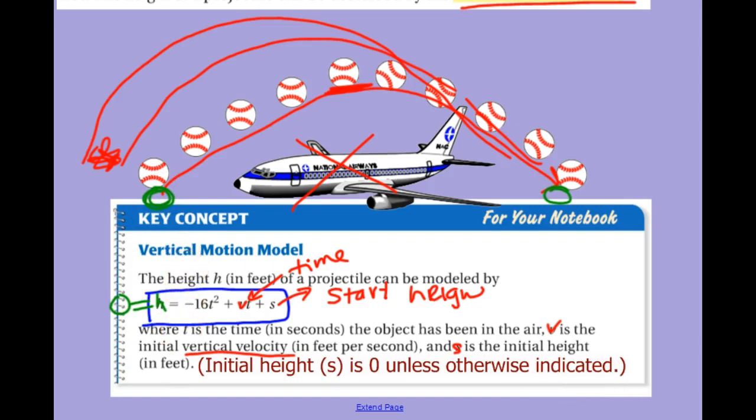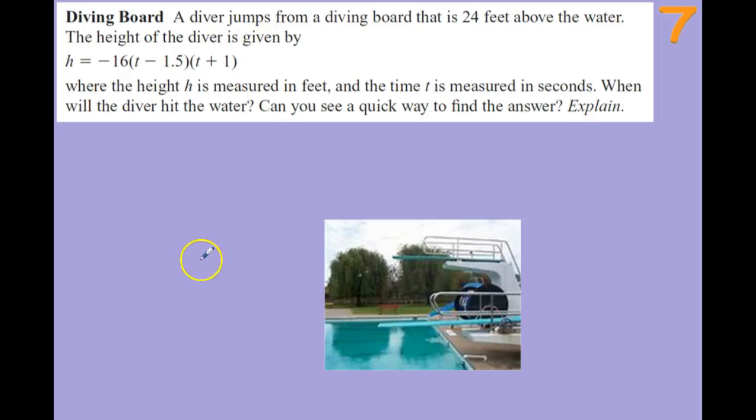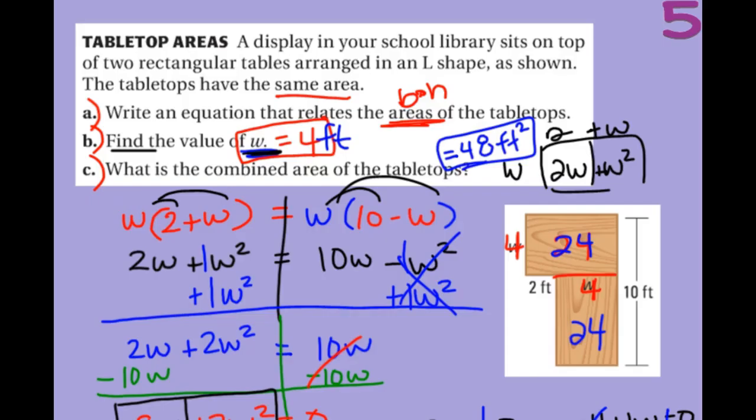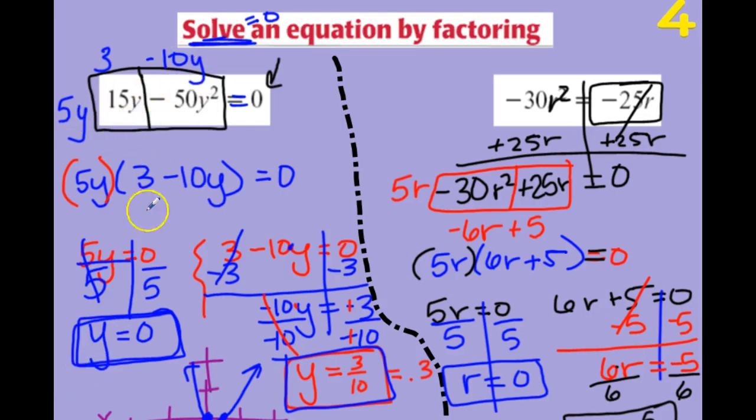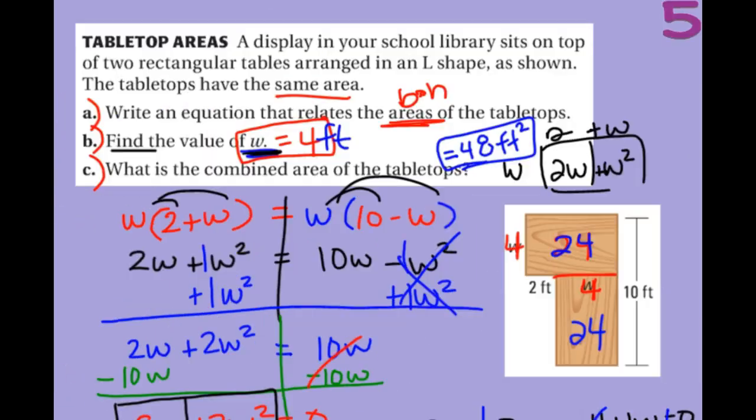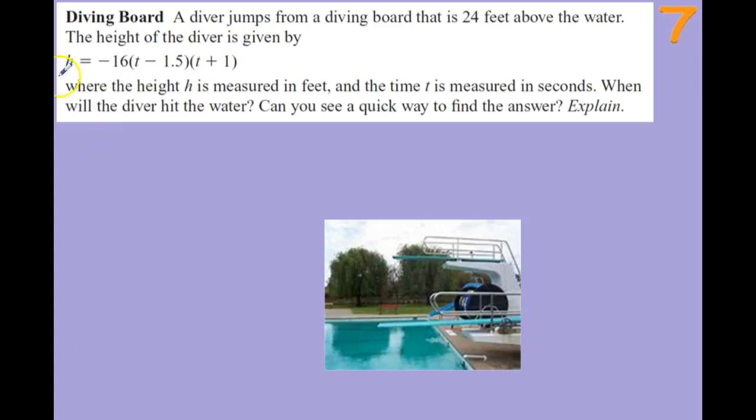Okay? So let's take a look at an equation. This one already happens to be factored for us. So instead of factoring out like we did back here, figuring out our two pieces, they already factored for us and gave us an equation. It says the diver jumps from a diving board that is 24 feet above the water. The height of the diver is given by this equation. They already factored in the 24, and that will land on the water. They gave us the equation already.